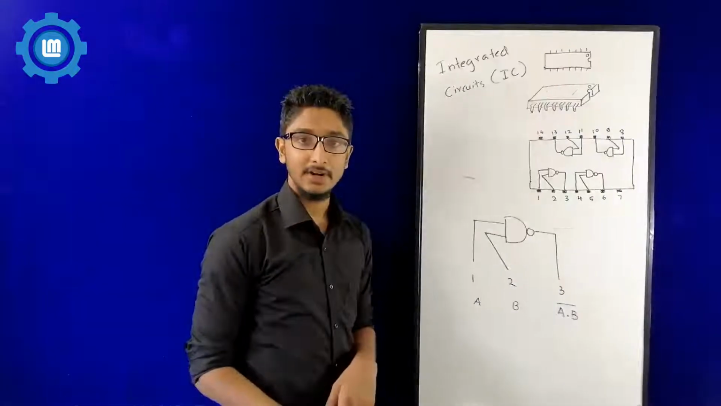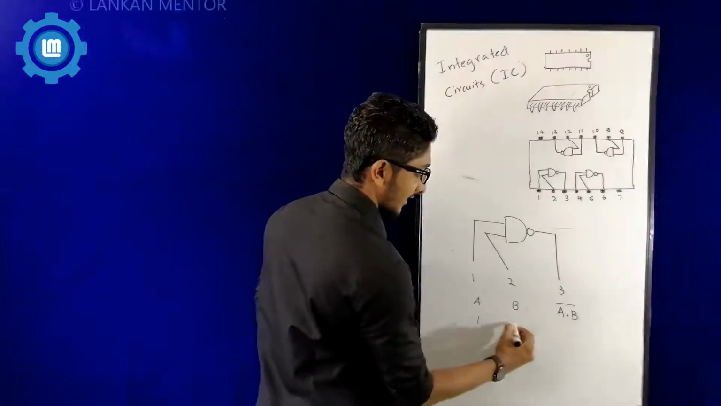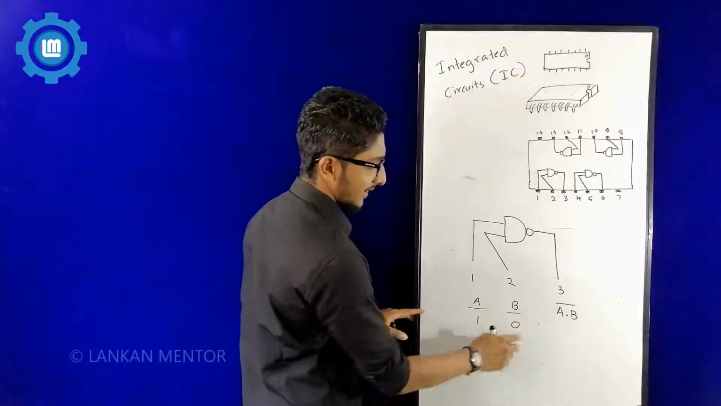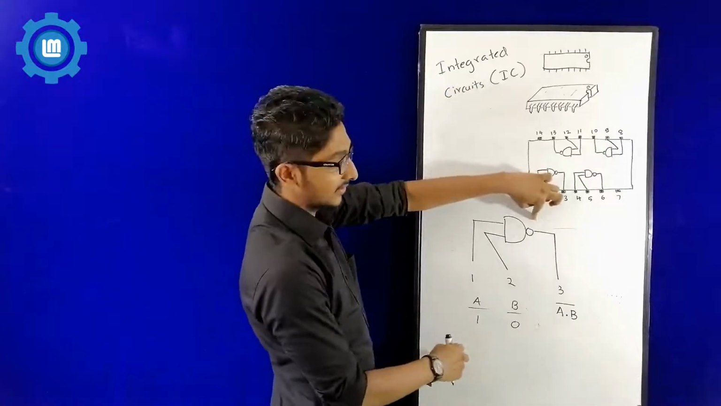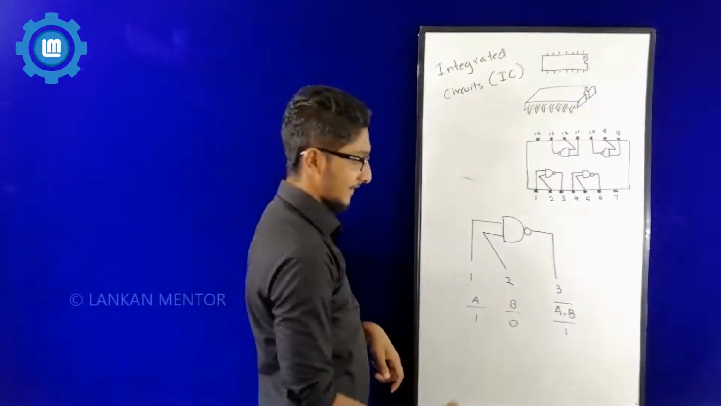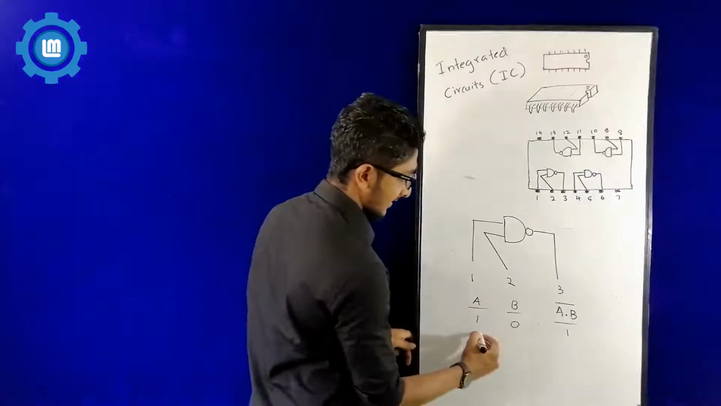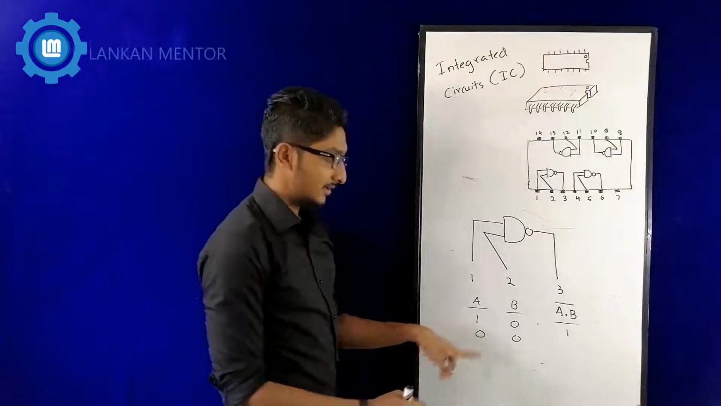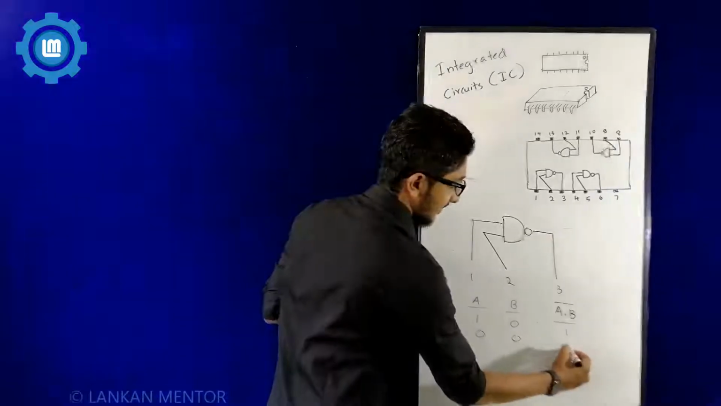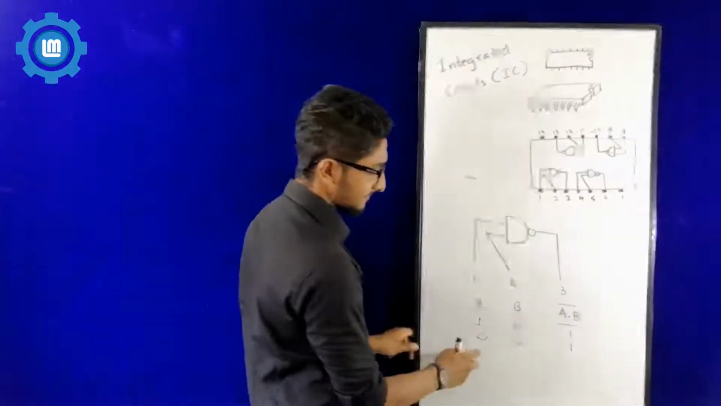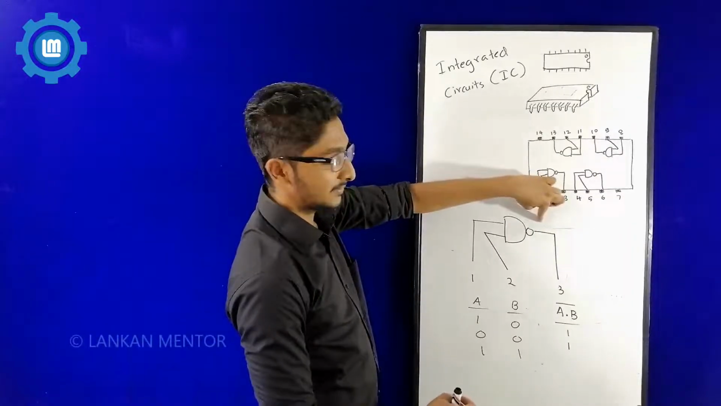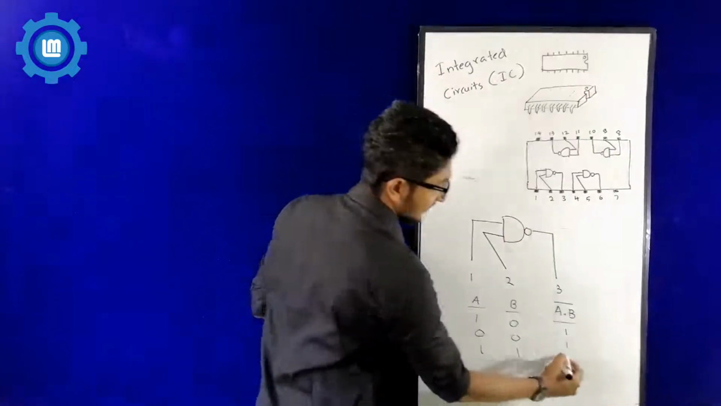bar. If you put 1 for A and 0 for B, then it would be 1 into 0, which is 0, and the opposite of 0 is 1. Let's say both are 0. 0 into 0 is 0. The opposite of 0 is 1. Again, 1 and 1. 1 multiplied by 1 is 1, and then the opposite of 1 is 0.